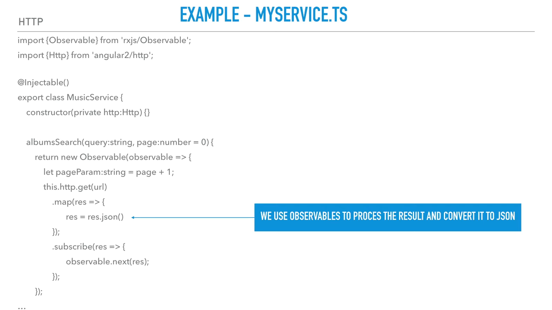In this example, we can see that we are using the map function from RxJS. So our response, we are mapping into a JSON response. This is super important.